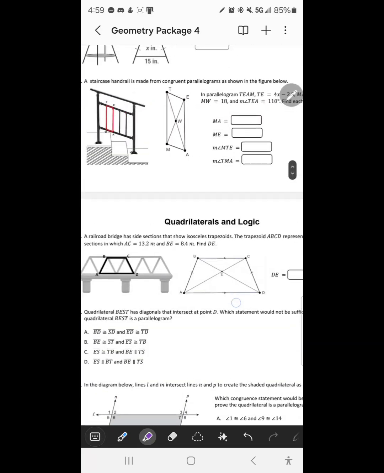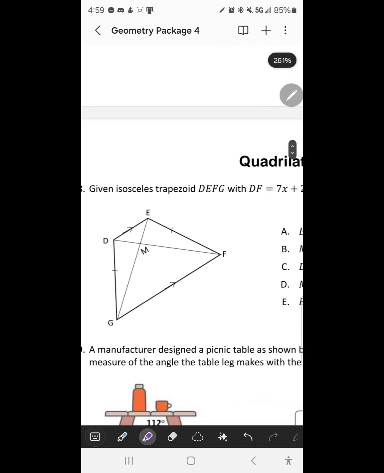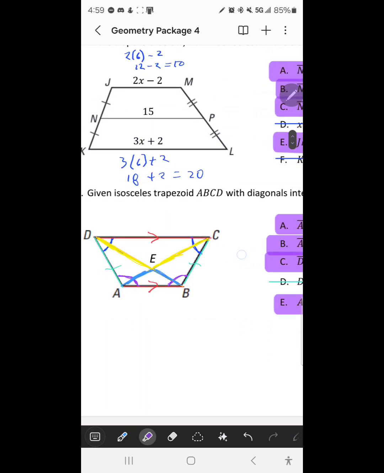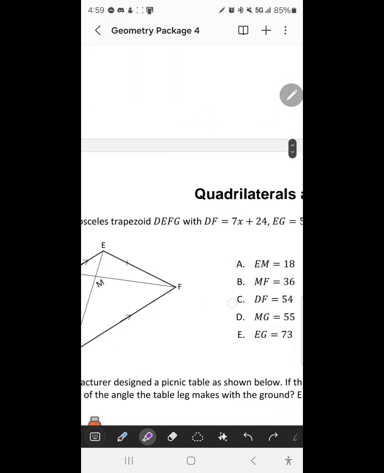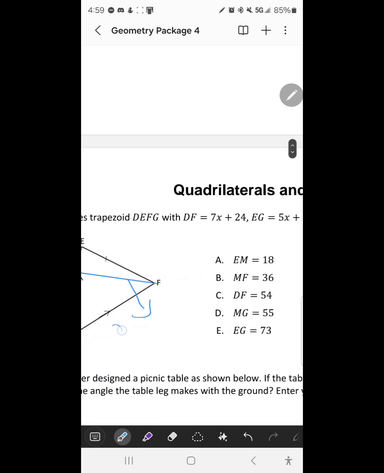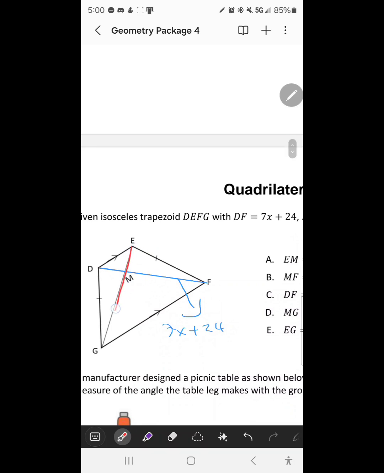So let's do it. 18. Given isosceles trapezoid DEFJ, remember all the properties we mentioned for isosceles trapezoid here. Given that DF equals 7x plus 24, let me use the same color. They are equal as we established before.